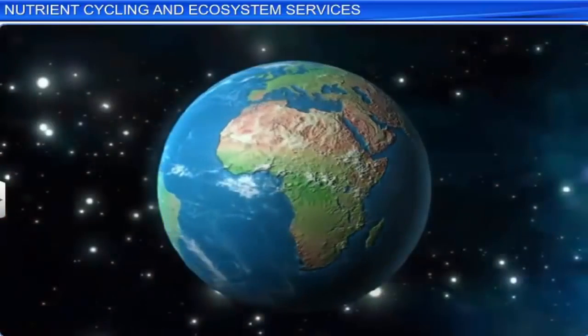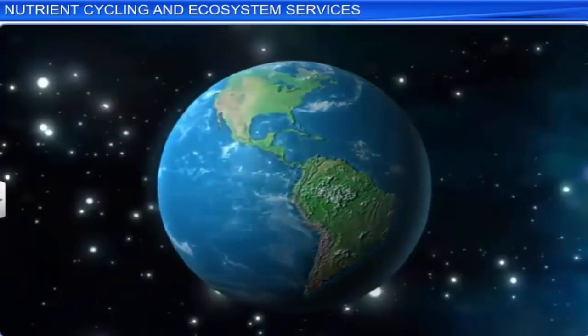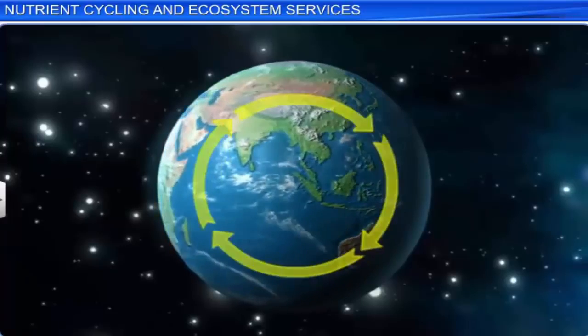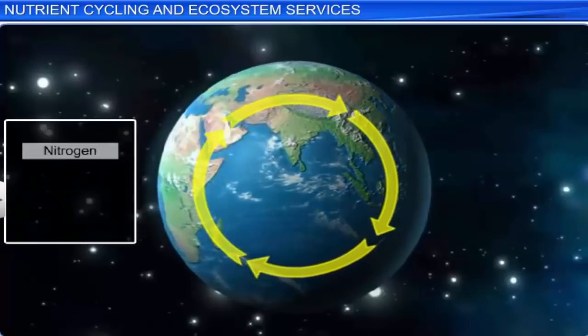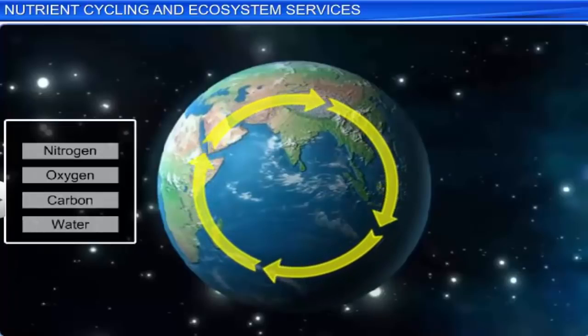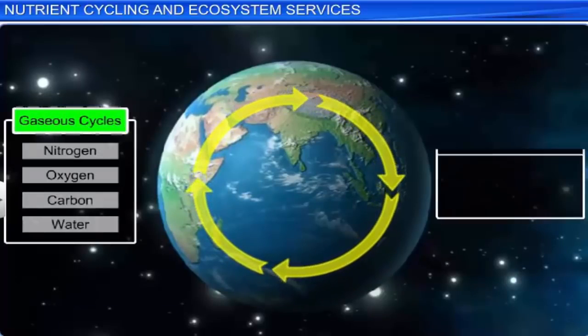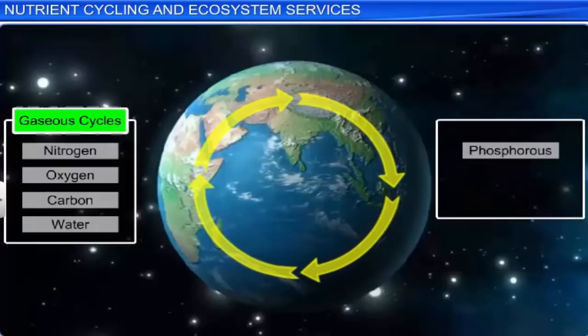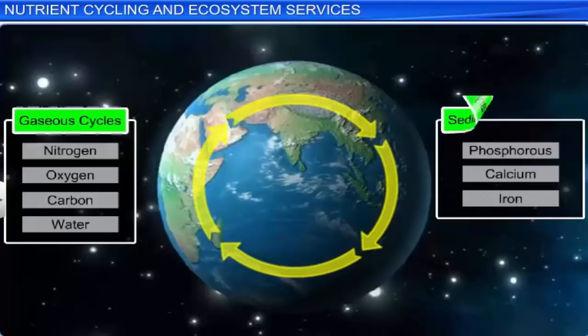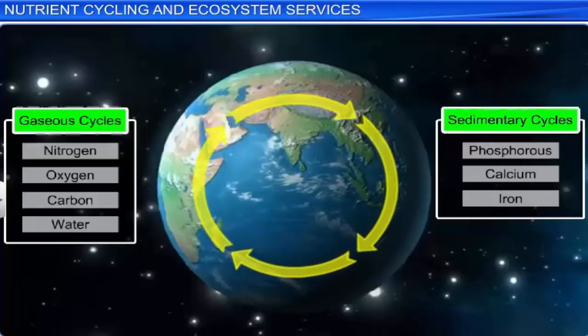There are several important nutrient cycles that sustain life on Earth. Nitrogen, oxygen, carbon, and water are some of the important gaseous cycles, while phosphorus, calcium, and iron are some of the important sedimentary cycles. Let's learn in detail about the carbon and the phosphorus cycle.